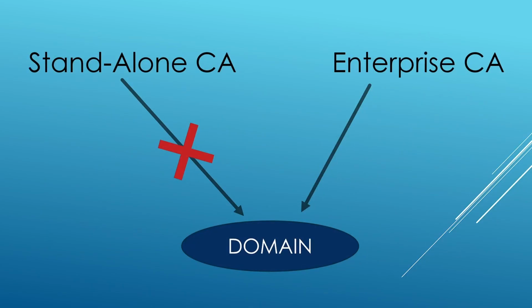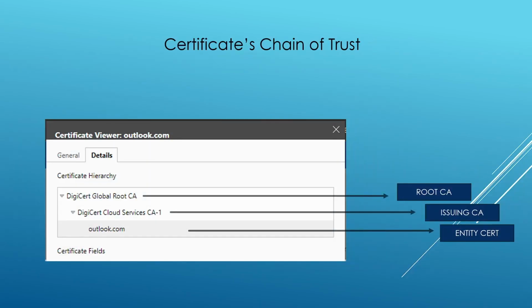A certificate authority can be further distinguished as a standalone CA or an enterprise CA. There is just one main difference between these two. An enterprise CA is a part of a domain, whereas a standalone CA is not associated to any domain, therefore the name standalone. A certificate's trust chain includes certificates from all trusted parties. At the top, there's always a root CA certificate, followed by an intermediate or an issuing CA certificate, and an end user certificate at the end.